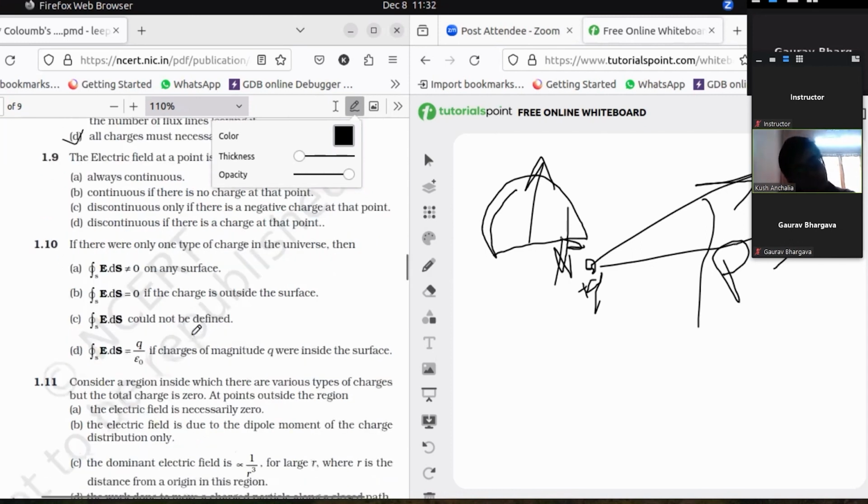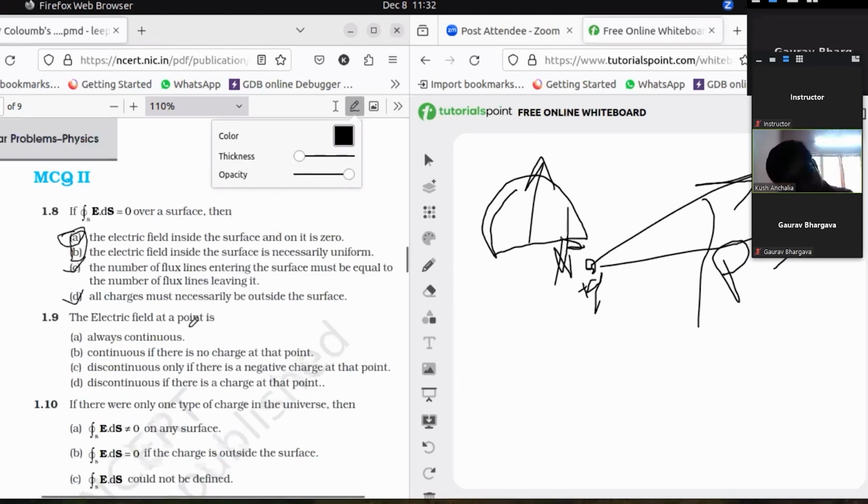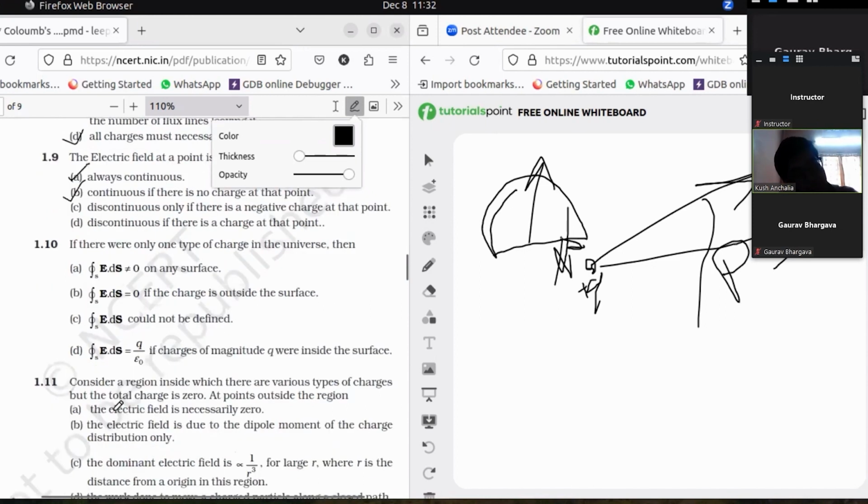The electric field at a point is always continuous. Yeah, continuous if there is no charge at that point. Discontinuous if there is a charge at that point. Discontinuous, no. Always continuous. If there were only one type of charge in the universe, then E is not equal to 0. If the charge is outside the surface, E dot dS equals 0. Yeah, this one will be correct, if the charge is outside the surface.